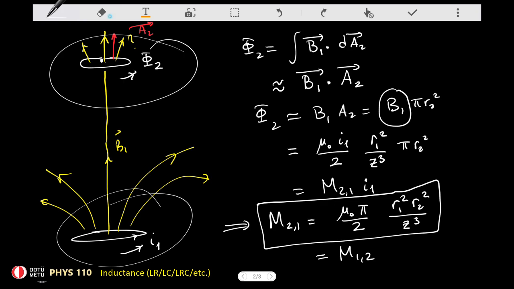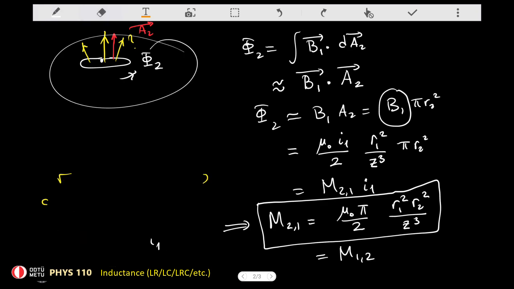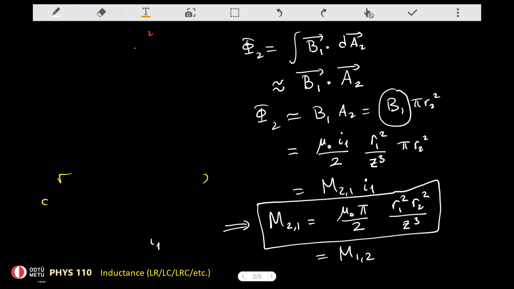Finally, let's just compute an order of magnitude in here. Let me erase everything in there. So suppose that I have a circuit where, just for an example, the radius is about 1 meter.